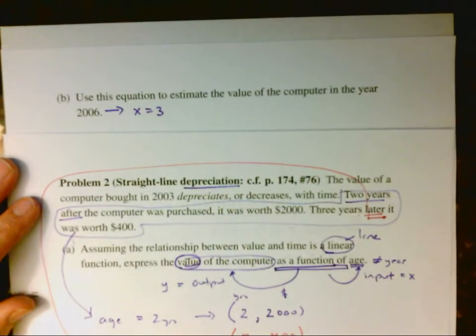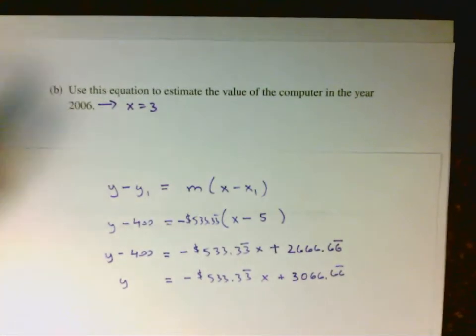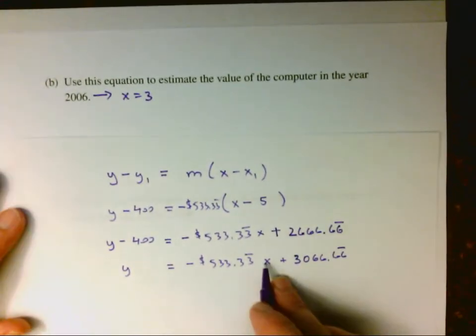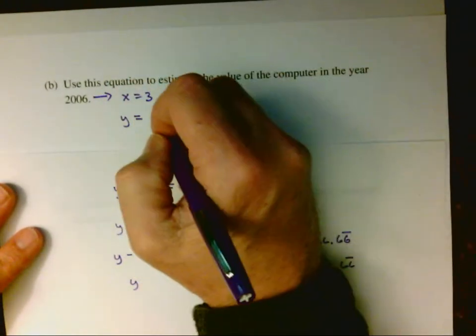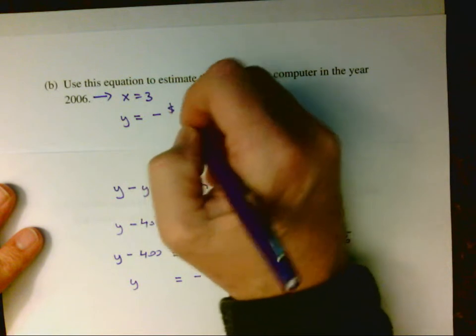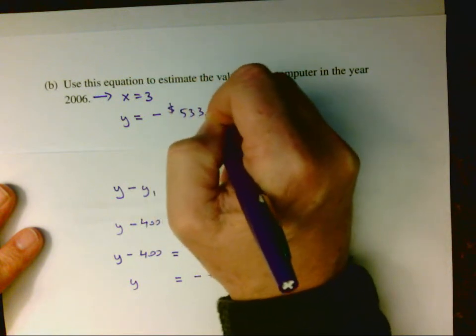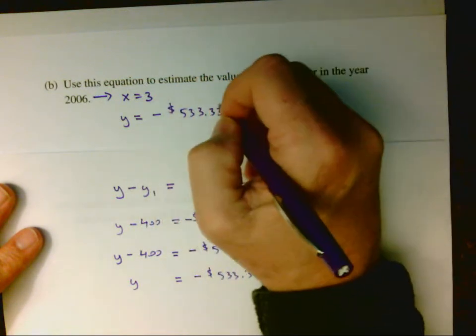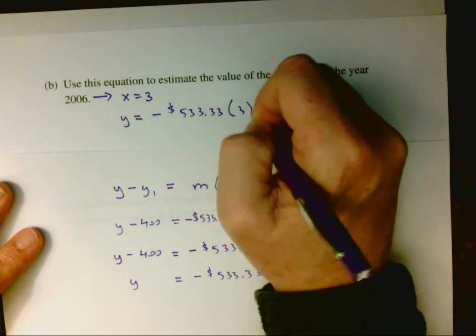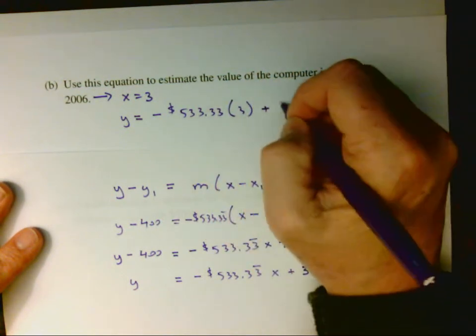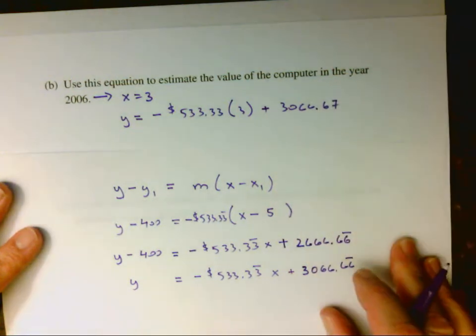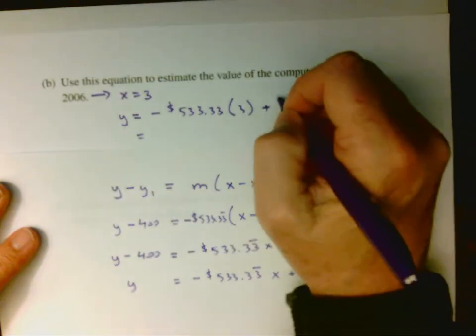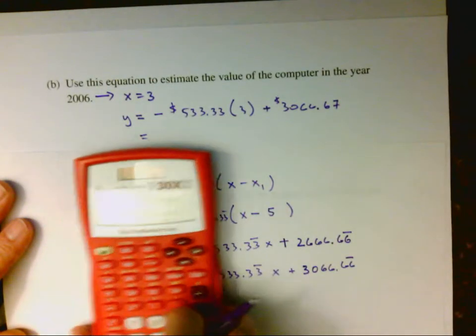So x equals 3. So then we simply put into our equation, we substitute x equals 3. And here we can go ahead and round off because they said estimate. 533.33 repeating times 3 plus 3066. If I'm going to go to the nearest cent, that'll round up to a 7 there. And let's put that in and see what we get.